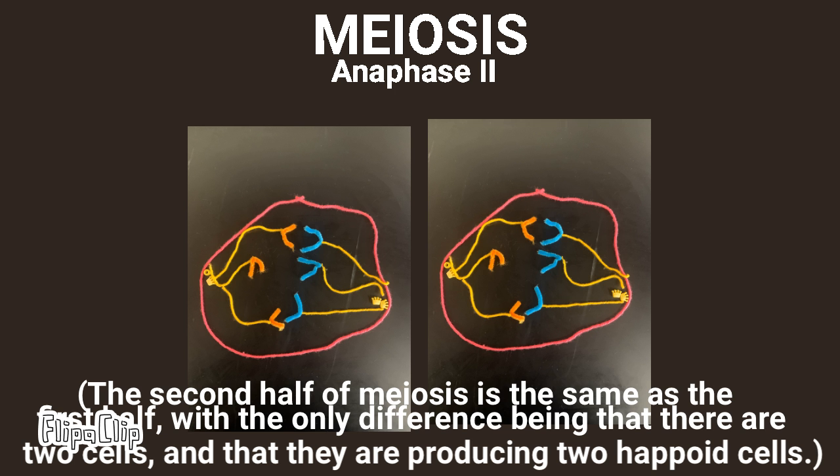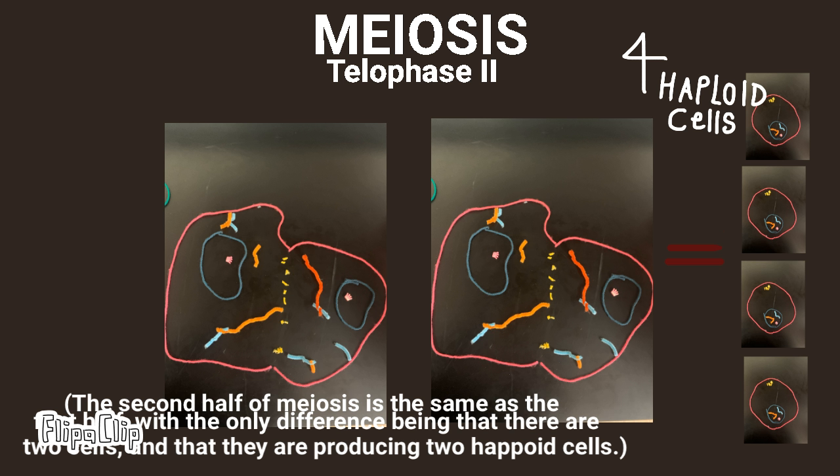Telophase 2 is the same as telophase in mitosis. You can see the nuclei reform and the spindle fibers disappear. The result here is 4 haploid cells. Each of these cells has half the number of chromosomes as the parent cell.